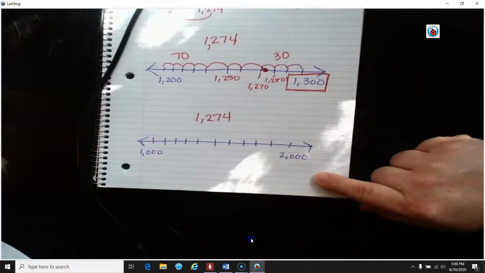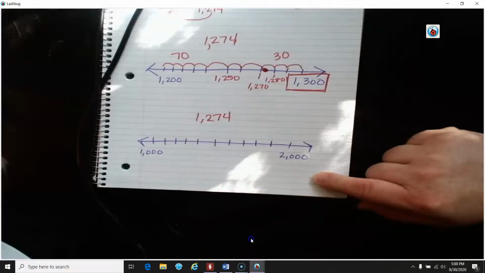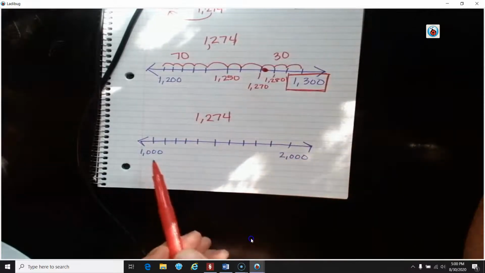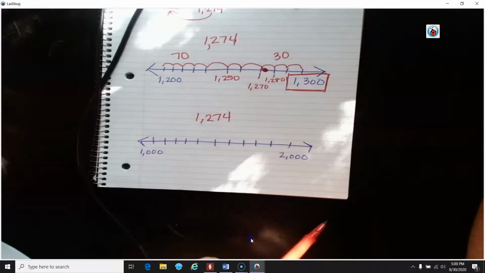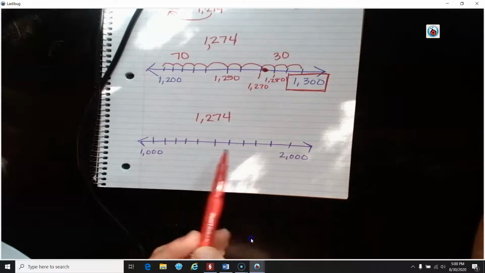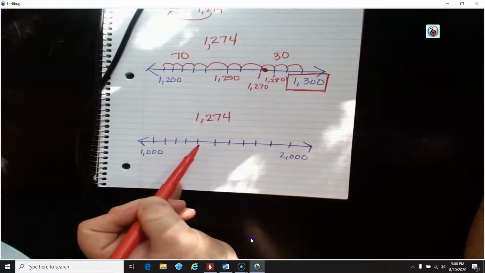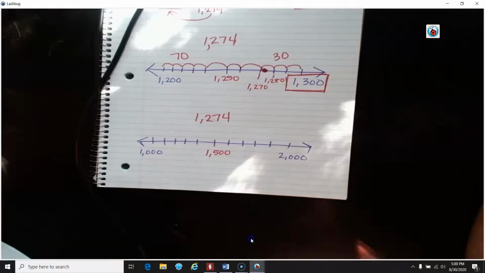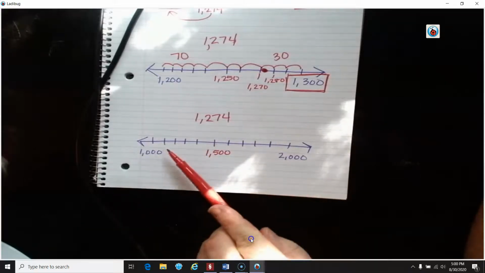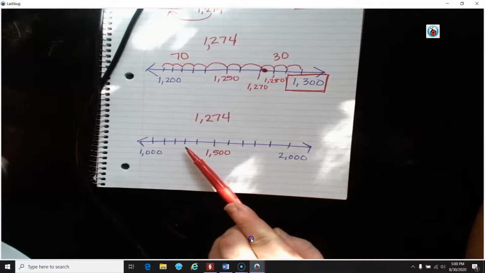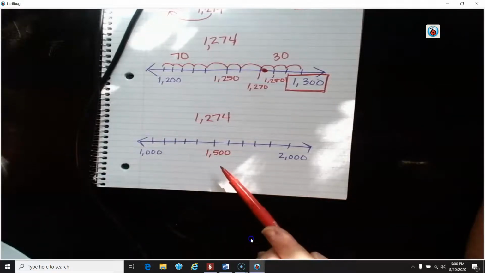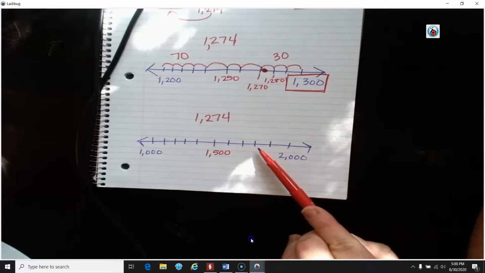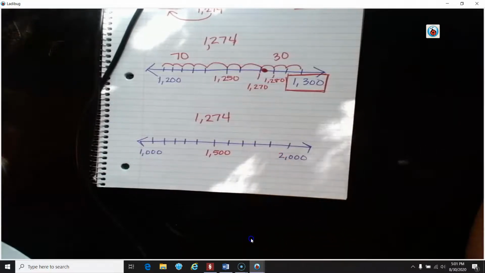Okay, once again, my number line is split up into 10 spaces. This time, those spaces represent 100 units because this whole space is 1,000. Divided up by 10 would be 100. So 1, 2, 3, 4, 5. This is right in the middle. This would be 1,500. So this would be 1,100, 1,200, 1,300, 1,400, 1,500, 1,600, 1,700, 1,800, 1,900, and 2,000.